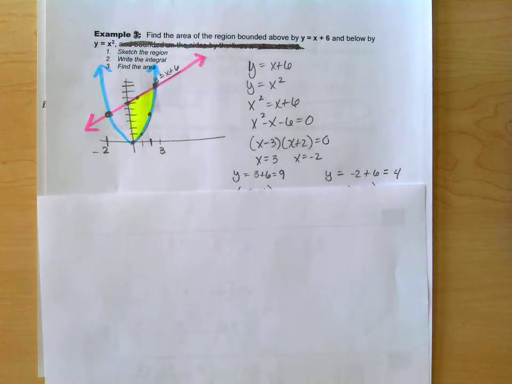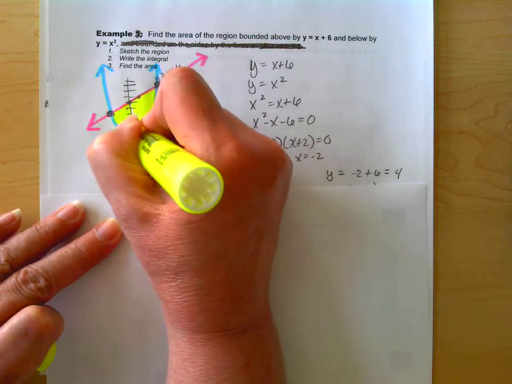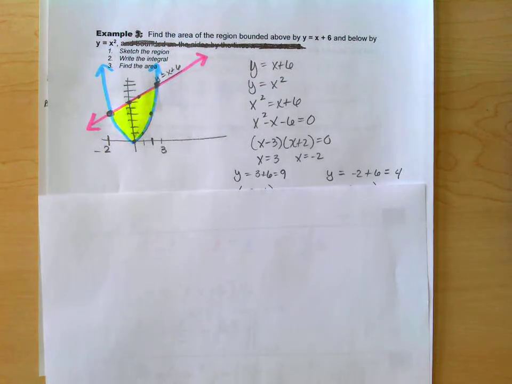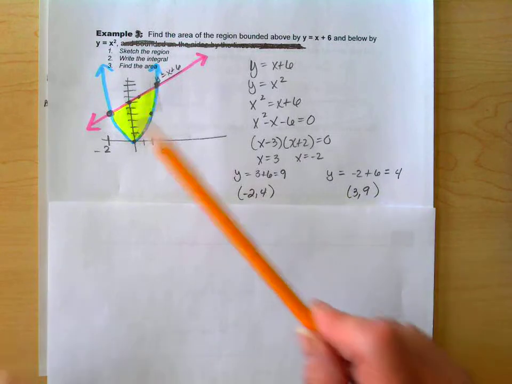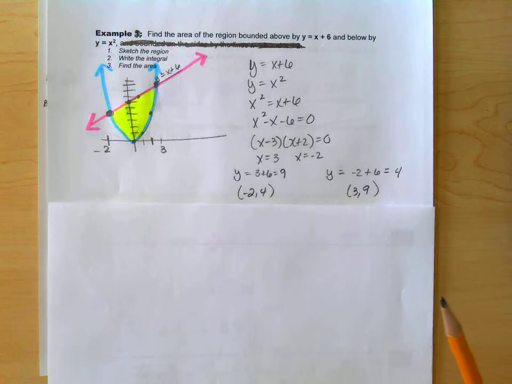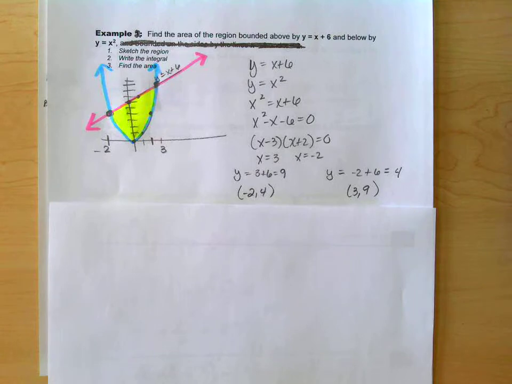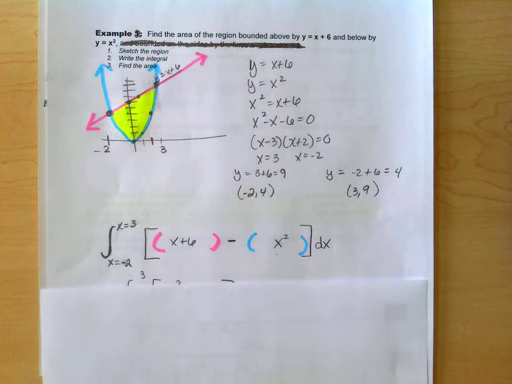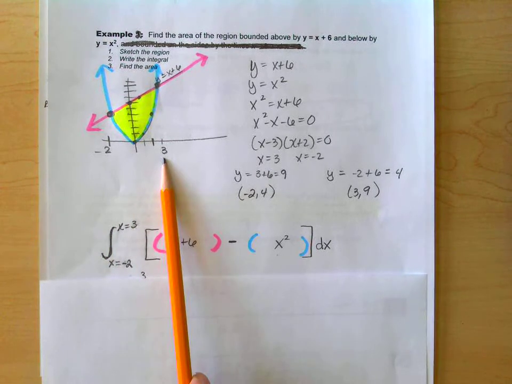So we have our two intersection points there. And you could see that what we're looking for now is the area of this yellow region in between the blue and the pink. So to set this up, I'm going to do the integral of the top function, the pink function, minus the integral of the blue function. And so that would give us that part that's in between, or the yellow. It would look like this, and we're going to go from x equals -2 to x equals 3.